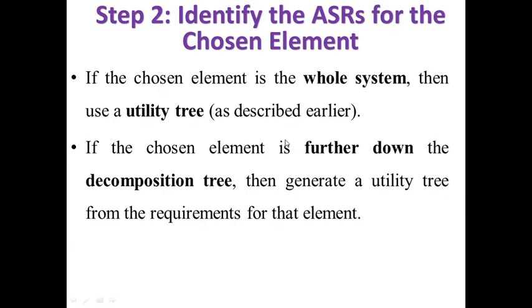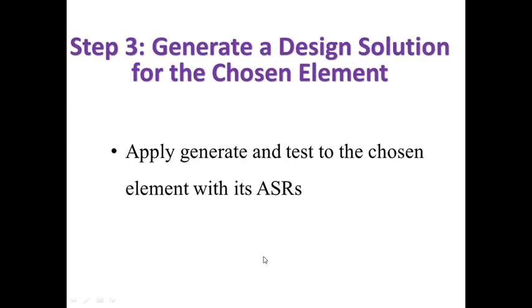Okay. Second step. How can you identify the ASR for the chosen element? If the chosen element is the whole system, you have to use the utility tree. If the chosen element is going to be decomposed further, the decomposition tree method has to be used. Next is to generate a design solution for the chosen element. You have to apply the generate and test method for the chosen element with the ASRs.